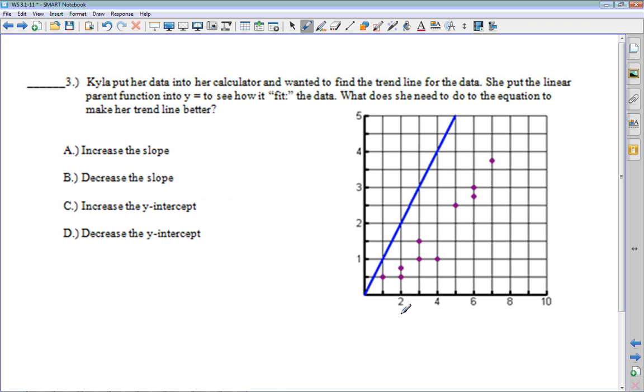Next, Kyla put her data into the calculator and wanted to find the trend line for the data. Okay, she put the parent function in there. Wait a minute, let's go back a second. What is the linear parent function? You need to have that memorized. That is y equals x.